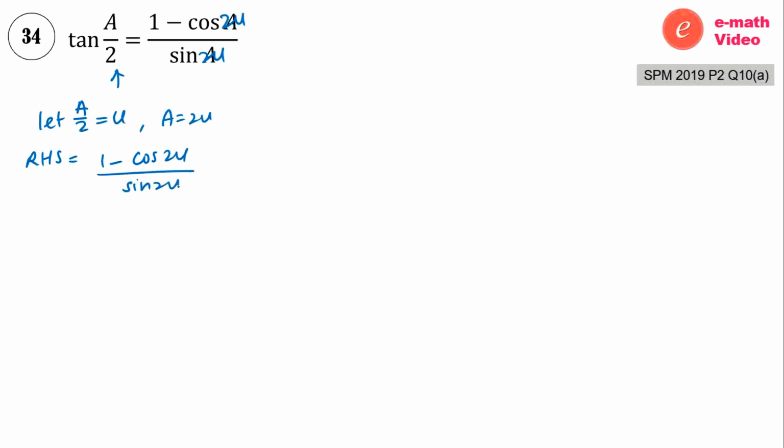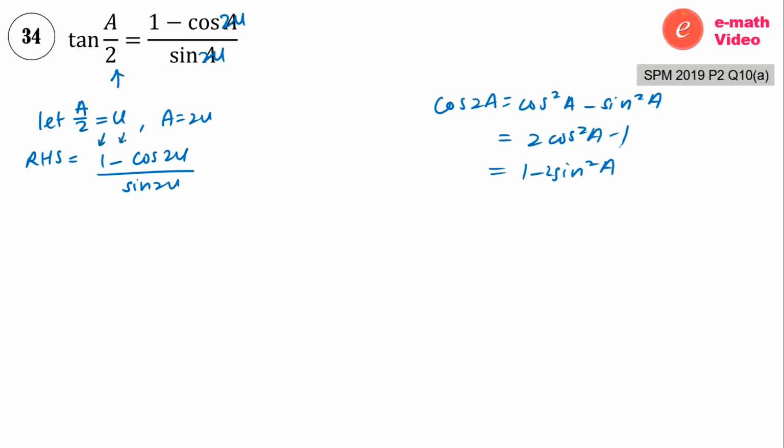For cos double angle, we have 3 formulas, which are cos square a minus sine square a, or 2 cos square a minus 1, or 1 minus 2 sine square a. Which one should we use here? You look at it carefully. We have a 1 here, and we have a negative sign here. In order to get rid of that 1, we need a negative 1 to make it into 0, right? But we have a negative sign in front. When we multiply it by a negative, this one here will have a positive 1. This one here will become a negative 1. Therefore, we will choose the third formula.